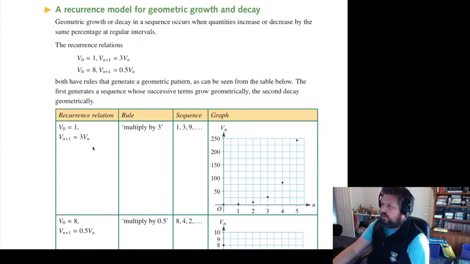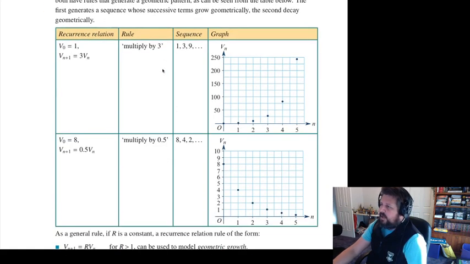It says here a recursion model for geometric growth and decay. We've already had the chat about this, whereby we have a starting value, and Vn plus 1 is equal to a ratio multiplied by Vn. Likewise, in this case, the initial value was 8, and the next value is equal to 0.5 multiplied by Vn. And if you were to sketch it, starting at 1, the next value is 3 times the previous value. Again, you're going to get that curve going up, multiplying by 3.